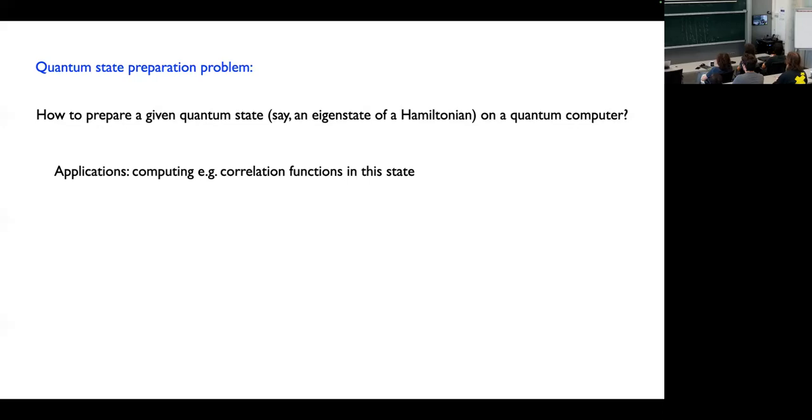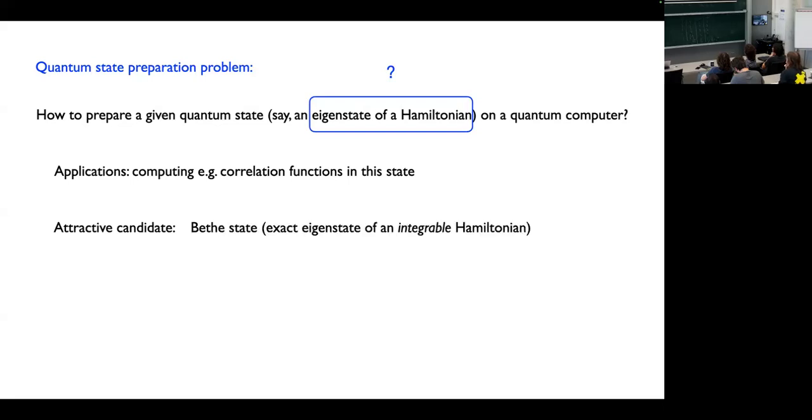Yeah, so why you might want to do this: once you have the state, you could, say, compute correlation functions in this state, which would be hard to calculate otherwise, especially for very large systems. And then you ask, what would be an interesting eigenstate to look at, for what Hamiltonian? Coming from the integrable community, for me, an attractive candidate would be a Bethe state, that is an exact eigenstate of an integrable Hamiltonian.